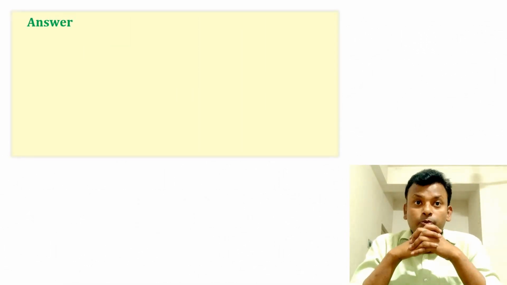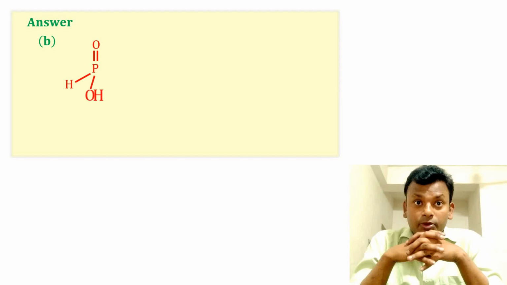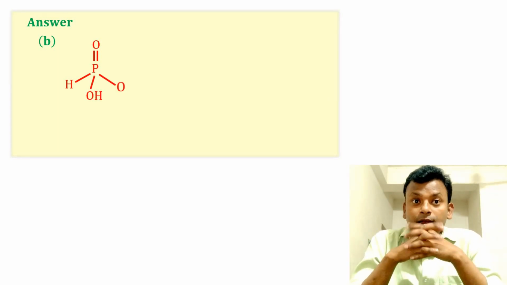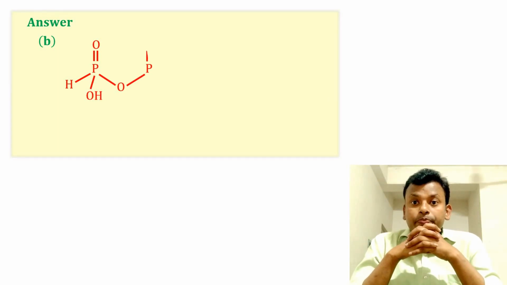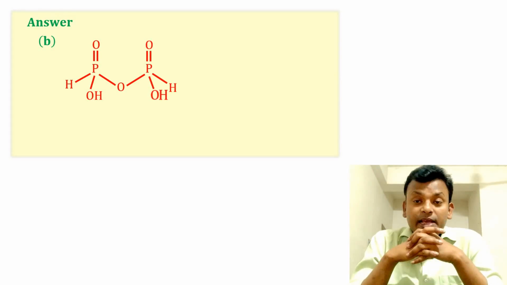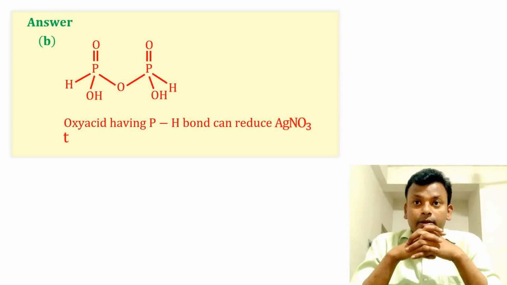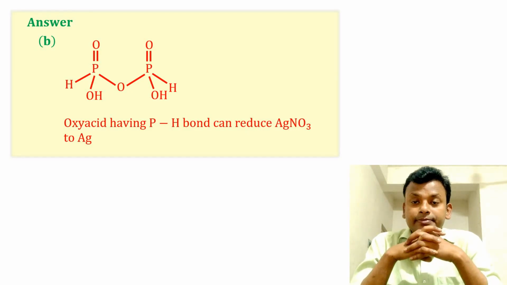Answer: B is the correct answer. That is H3PO2, which reacts with silver nitrate to form a silver mirror. This is the structure. An oxoacid that has a P-H bond can reduce silver nitrate to silver. So option B is the correct answer.